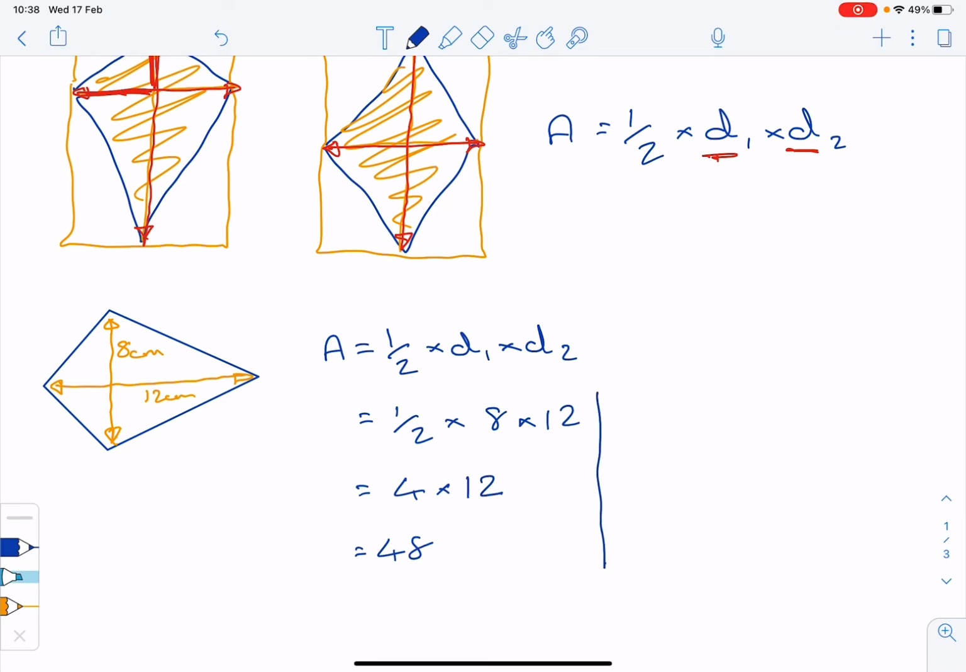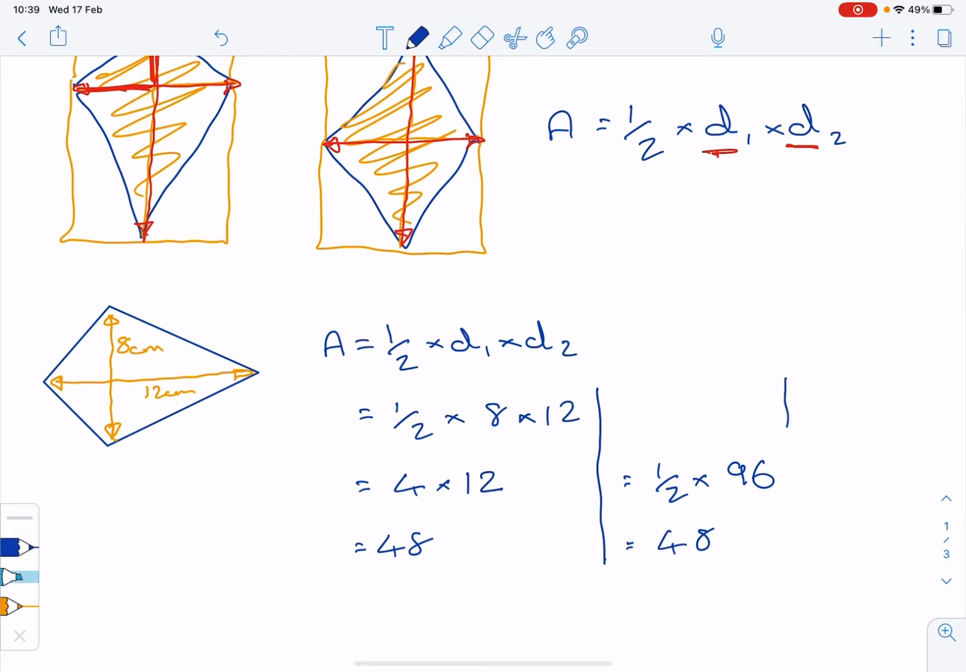Okay, I could have done this slightly different. And I'll write it alongside it. I could have done 8 times by 12. So then I'm left with a half times by what 8 times 12 is. 8 times by 12 is 96, and a half of that is 48. I could have, if I wanted to, I could have done a half of 12. Okay, half of 12 is 6, and then I just need to do 6 times by 8. 6 times by 8 is still 48.